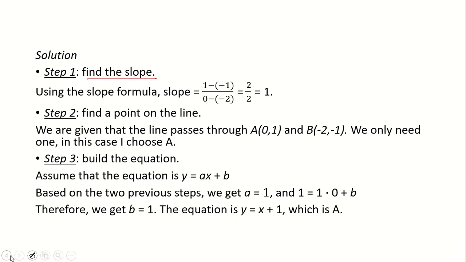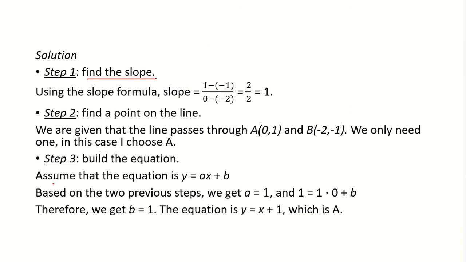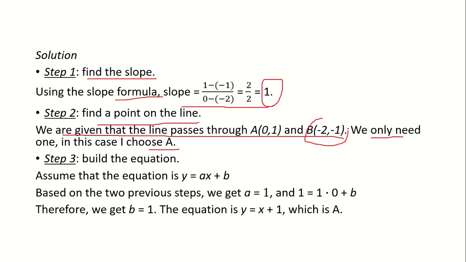As usual, find the slope. Here the slope is not given, so we have to construct it using the slope formula. Then we get slope equal to 1. Step 2, find the point on the line. Here we are given 2 points that the line passes through, but we only need 1. In this case, I chose A. You can choose B if you want, and if you choose B, it will yield the same result.